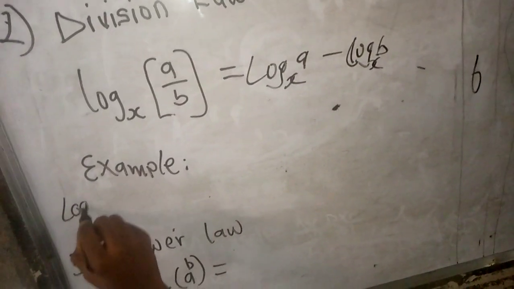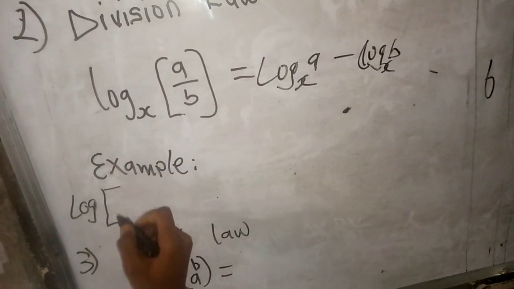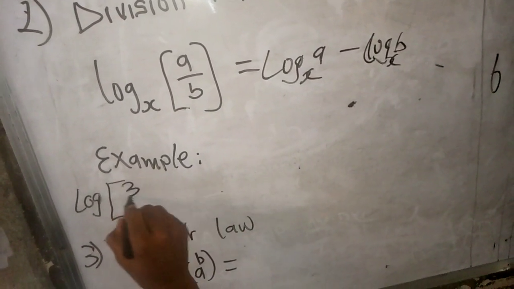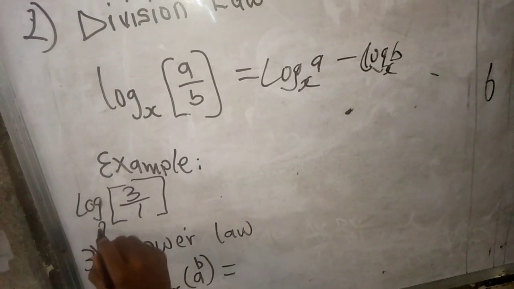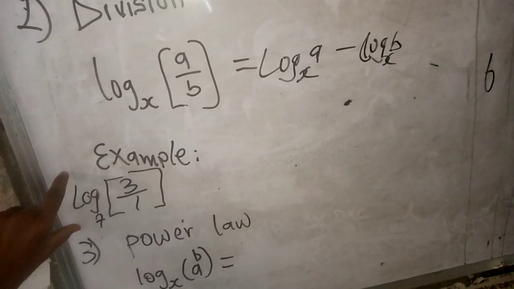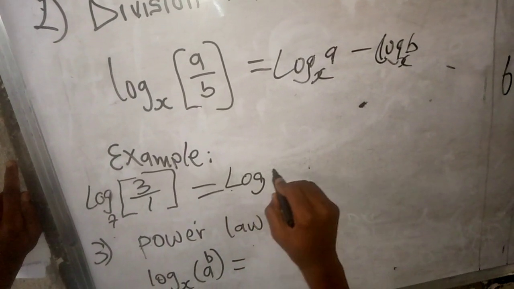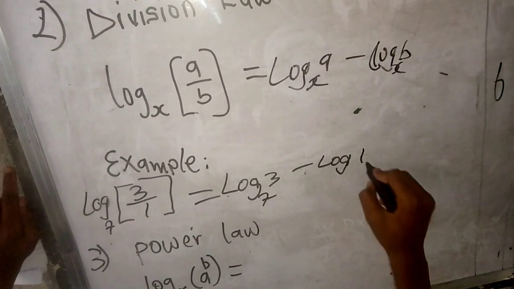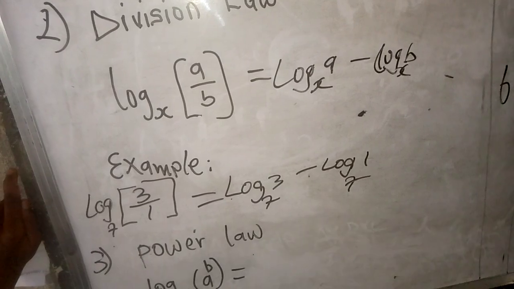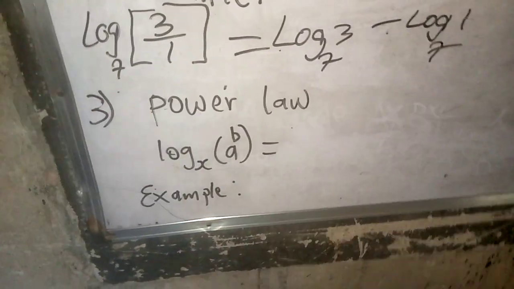So let's take an example. Log of 3 over 1, all in base 7. If you want to change it before you solve it, you have log 3 in base 7 minus log 1 in base 7. Our next law is the power law.